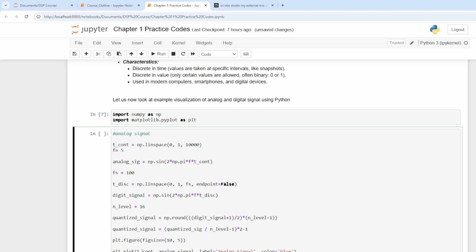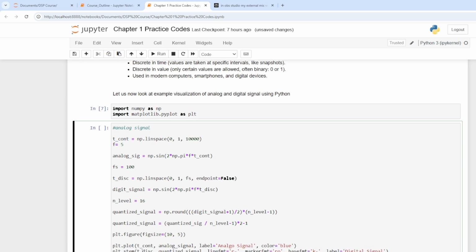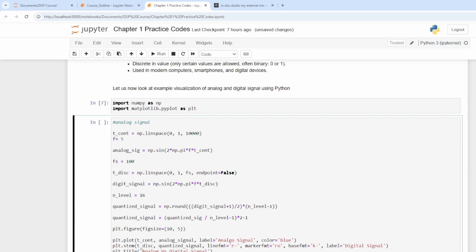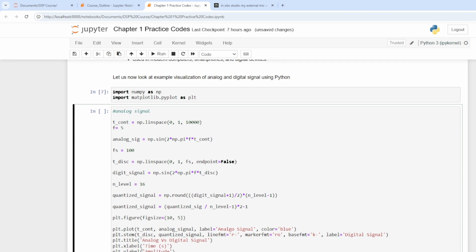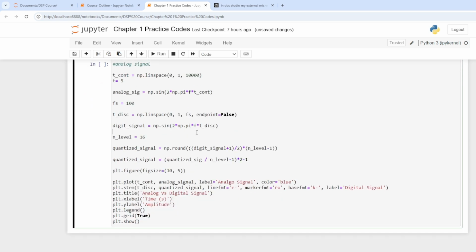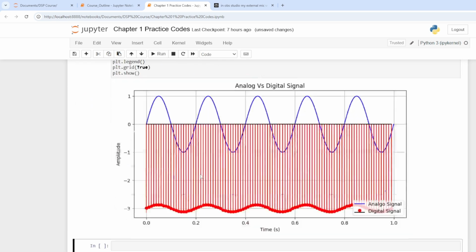We also need to define labels. Let's call X label as time in seconds. Let's call Y label as amplitude, and let's also enable our legends, and let's also enable grid. Maybe looks nice, I normally do that. And let's show this plot, and we'll see what we have.